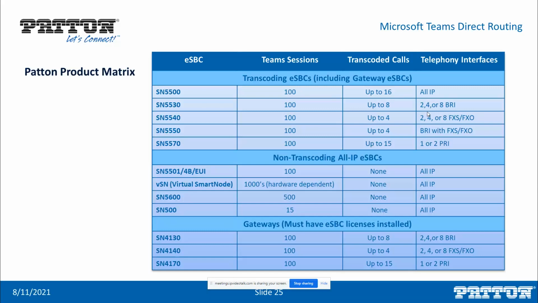The bottom one, those are the gateways, and once again, those must get, 1, upgraded to an SBC, and 2, be running 3.19.2 or higher. The column to the right is the number of concurrent Teams sessions that can be run. Middle is the number of transcoded calls in the cases where you are using transcoding. And the far right is covering the different telephony interfaces that we do. So the all IP, FXS, FXO, BRI, and I believe PRI.